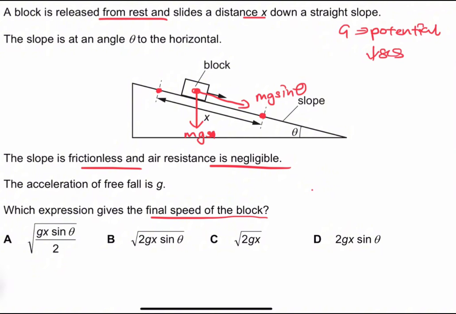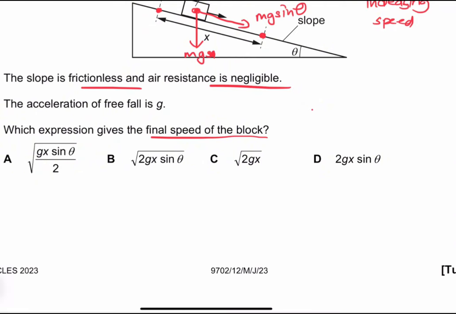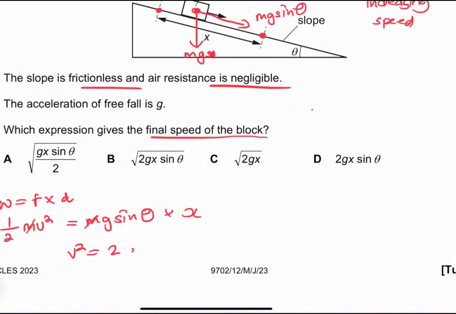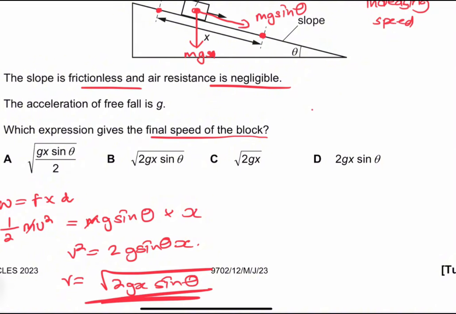But energy is conserved. Where is the energy going? Well, the energy is going into increasing the speed. So work is done in increasing the speed. We know that work is equal to the force multiplied by the distance moved. So work is converted to kinetic energy. Work done would then be half mv squared, an expression for kinetic energy. The force will be mg sine of theta multiplied by your distance x. The m cancels out. So v squared is equal to 2g sine of theta multiplied by x, and your value of v is the square root of 2gx sine of theta. So your answer becomes B.